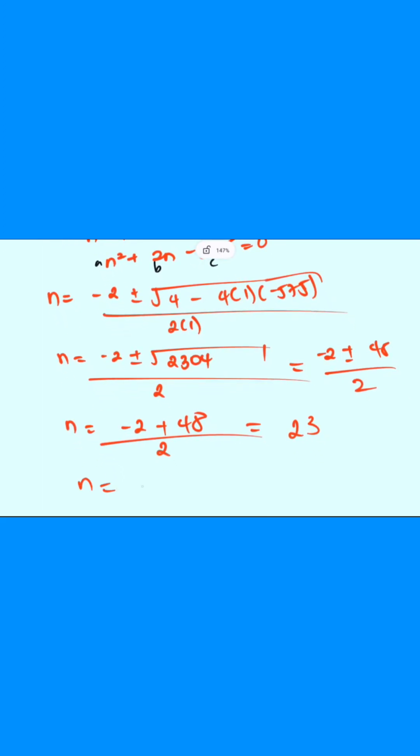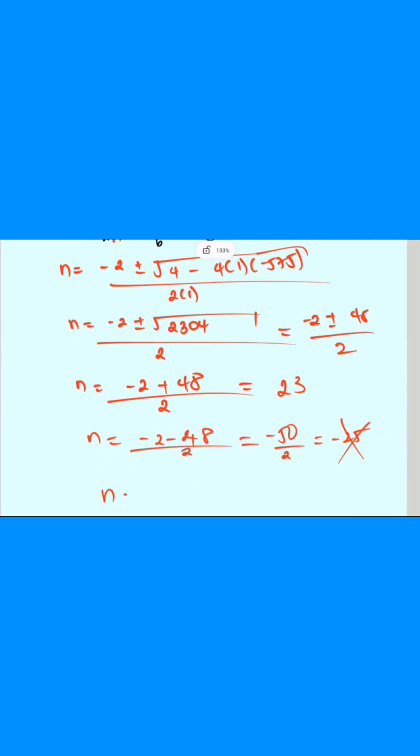And n, well, we don't even need to work out the second one because you cannot have negative terms. All right, there's no way we can have negative terms, so this one does not work. So the sum of the first 23 terms should give us that value.